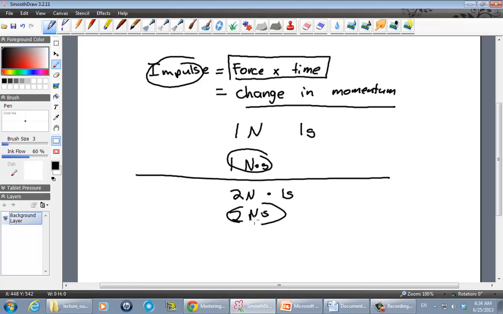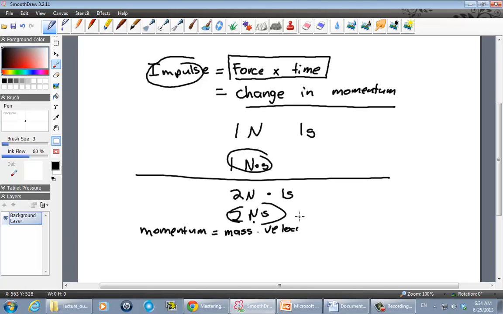The same thing would happen if you double the time, then you will also double the impulse, which is the change in momentum. Now let's look at our units here. Our units are Newton seconds because we took a force times a time. But we also said it's change in momentum. And what are the units for momentum? Well, remember, momentum is mass times velocity.